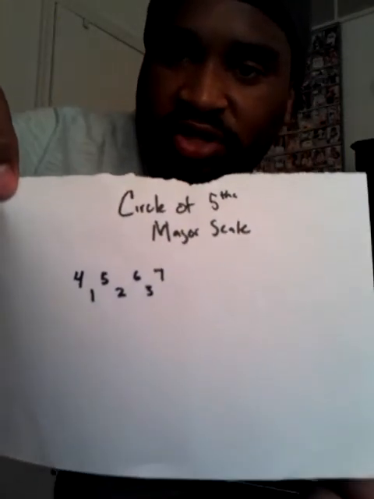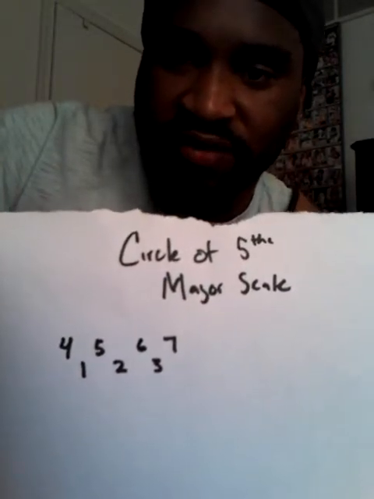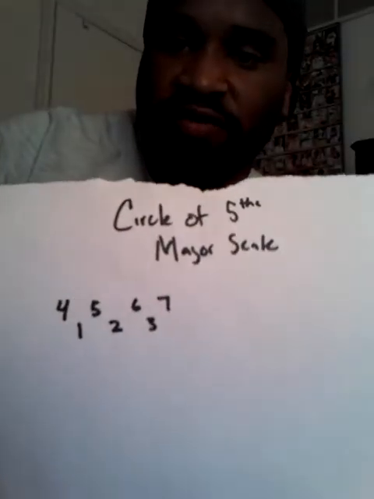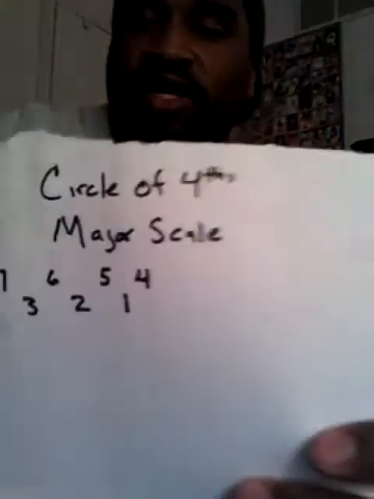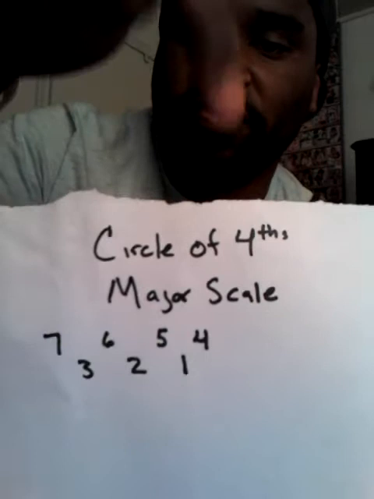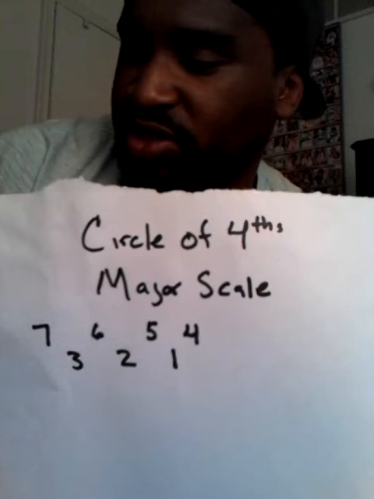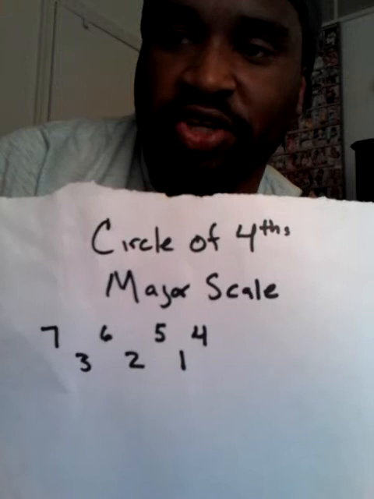But you see it's backwards. The first note is the 4. The last note is 7. So watch. If you go backwards, you'd be 7, 3, 6, 2, 5, 1, 4. And that's the circle of fifths backwards. The circle of fifths backwards is the circle of fourths. And the circle of fourths backwards is 4, 1, 5, 2, 6, 3, 7. If you do the circle of fourths backward, you're playing a circle of fifths.